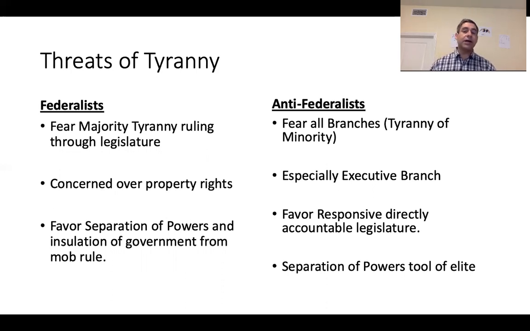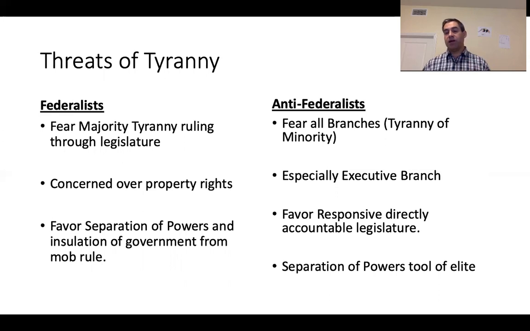So, there's a slight elite bias in the Federalists, and they favor the separation of powers to insulate government from mass rule. The anti-Federalists are just suspicious of all branches of government. They're about to adopt a stronger national government, either in Congress or the presidency, especially the presidency. And what they really don't want is to be dominated again. And remember, they're coming out of the experience of the revolution against a monarch. They do not want to again be subjects to a tyrant, subjects to a rule of the few.